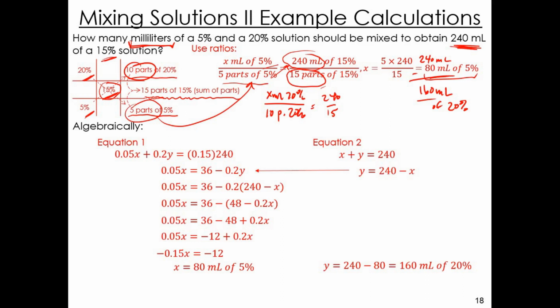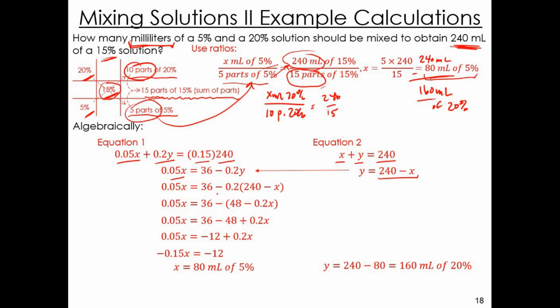We could do this algebraically with two equations. 5% x as a decimal plus 20% y equals 15% times 240 mL. So x and y represent the quantity of 5% and 20%. And again, we can isolate x by itself, get y over here. Our second equation is that you can add the two quantities of x and y to get a total quantity of 240. So y would be 240 minus x, and we can substitute that in for y.